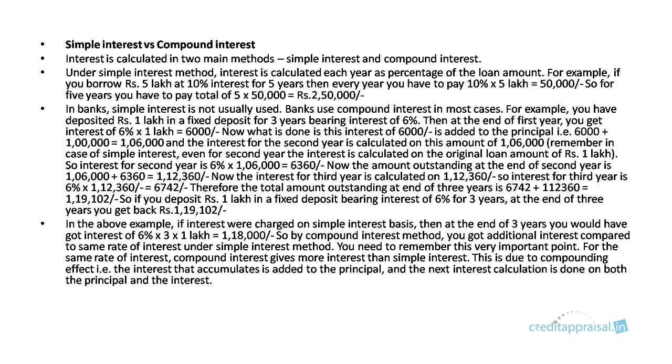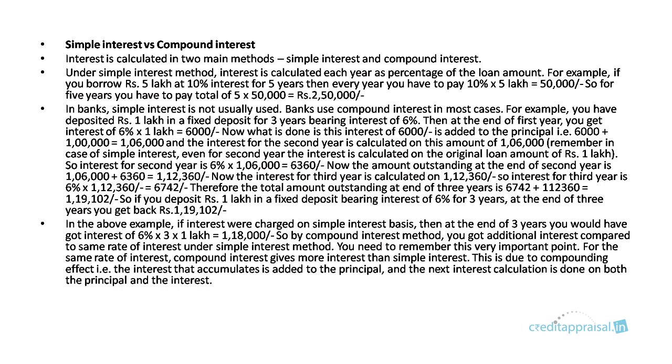So if you deposit 1 lakh in a fixed deposit, bearing interest at 6% for 3 years, you will get 1,19,102 after 3 years. Now in the above example, if the interest was changed to simple interest, then at the end of 3 years, how much will you get? You will get 6% of 1 lakh for 3 years, so that is 1,18,000.